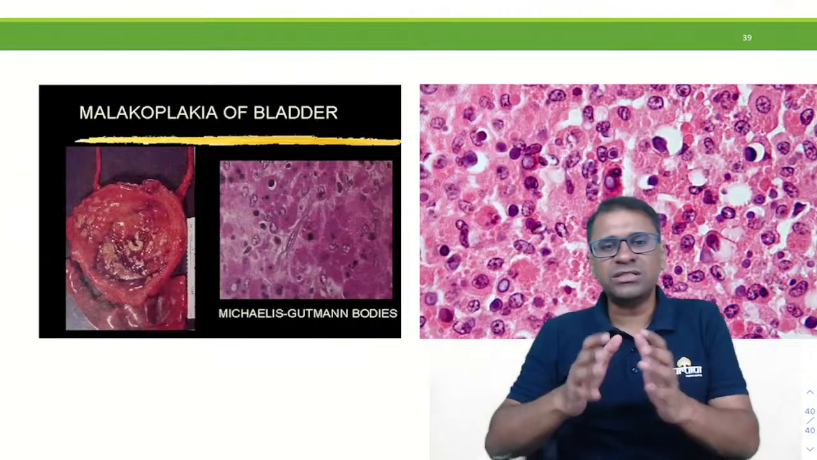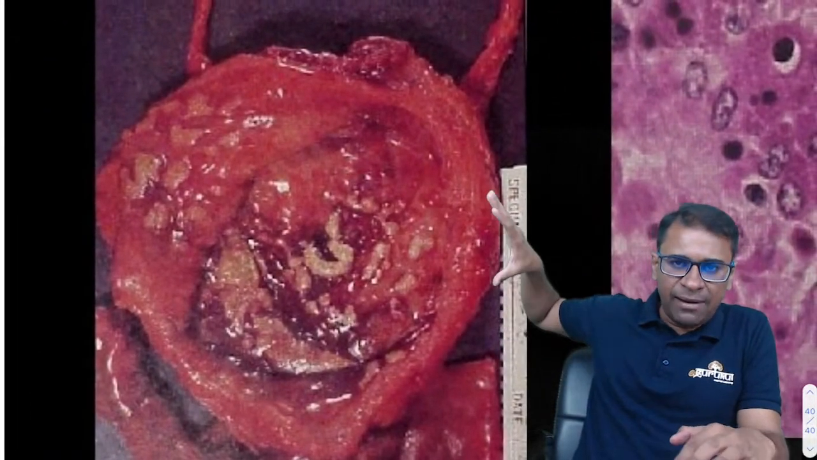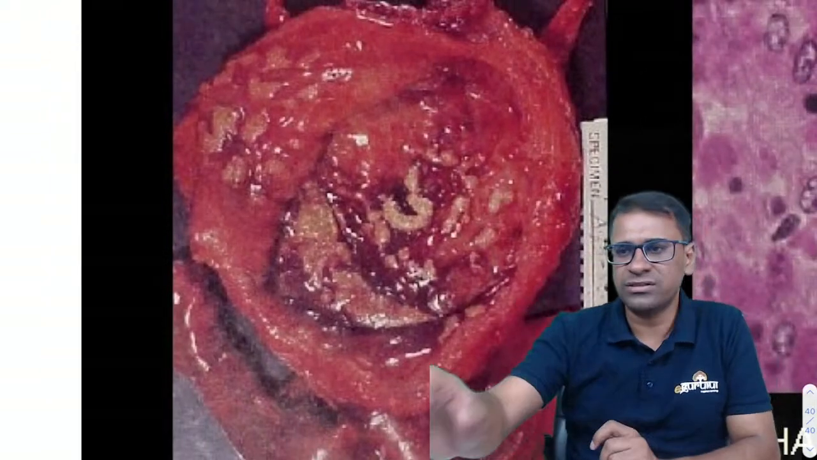So a few words for malakoplakia. Okay, I'll talk about malakoplakia now. This is malakoplakia, in which you can see there is a bladder, and inside the bladder you can see a lot of white plaque-like lesions. These white plaque-like lesions are often seen in what is called malakoplakia.